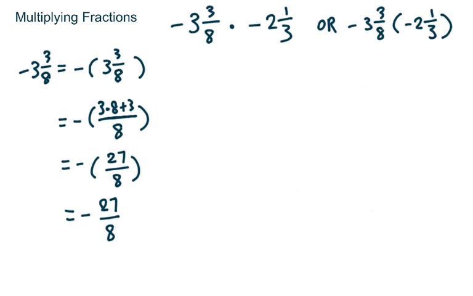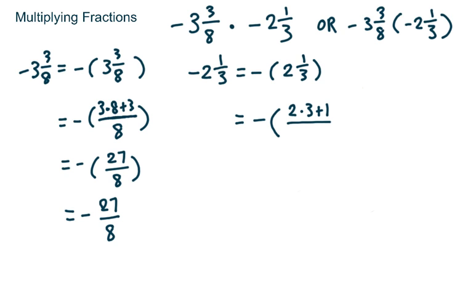And we just do the same procedure for the next number, which is negative 2 and 1/3. So again, to help you see the process, I'm going to put parentheses around 2 and 1/3. It's still equivalent to the given number. Okay, so to convert 2 and 1/3, I need to multiply 2 by 3 plus 1, and then put it over 3. So I will have negative, 2 times 3 is 6, 6 plus 1 is 7, so negative 7 over 3.